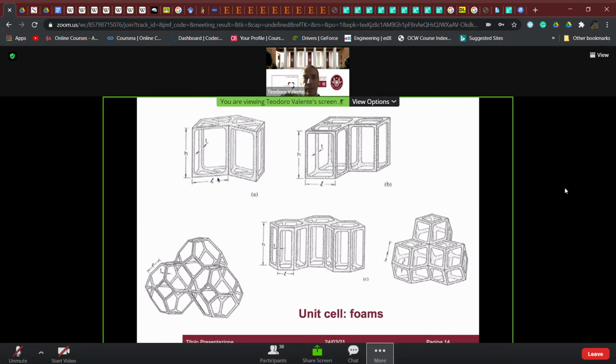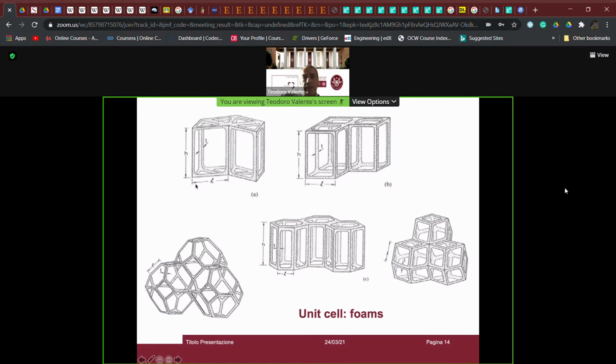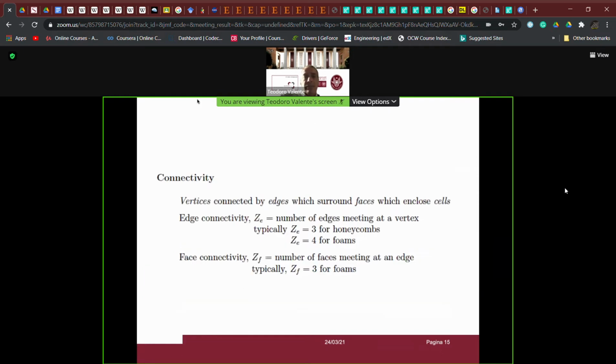Unit cells. You see here, we can define the length of the single cells. We can define the thickness of the edge, for example. These two properties are defined according to the base geometry and are very important for the following relationships. But before going inside these base relationships, we must define another concept, which is the so-called connectivity.